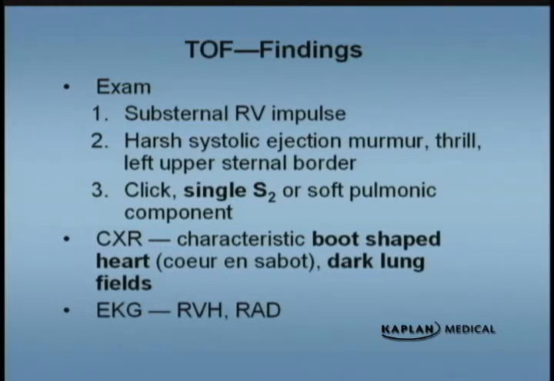Also look for what's known as the characteristic coeur en sabot, or the boot-shaped heart, on X-ray. They will either mention it or they'll show you an X-ray. We're going to show you one in a minute that shows that up-tilted apex, the boot-shaped heart. Also, the lung fields will be fairly black because there's decreased blood flow to the lungs in your classic tetralogy of Fallot. If it's a pink tet, they might have some improved pulmonary blood flow and markings. On EKG, you'll find right ventricular hypertrophy, and obviously the best test is an echocardiogram.